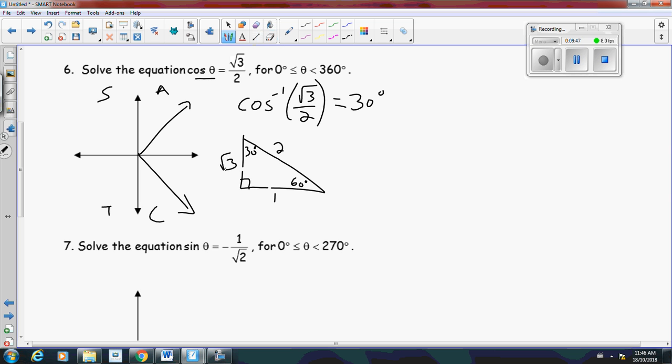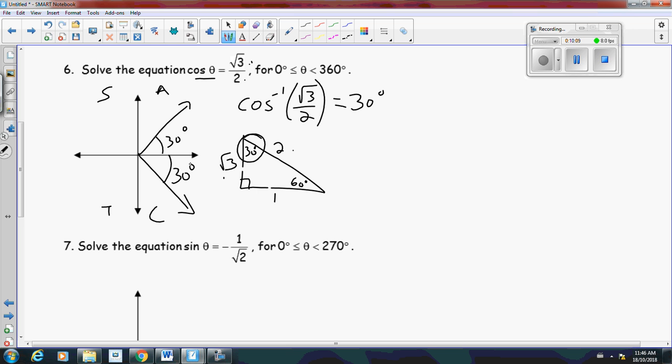There we go. So if I'm looking at this, I need to make sure that when I take the cosine, so I take the adjacent side divided by the hypotenuse. So I'm looking for an angle that has an adjacent side of root 3 and a hypotenuse of root 2. So that means 30 would be my reference angle. So that means this is 30 degrees and this is 30 degrees.